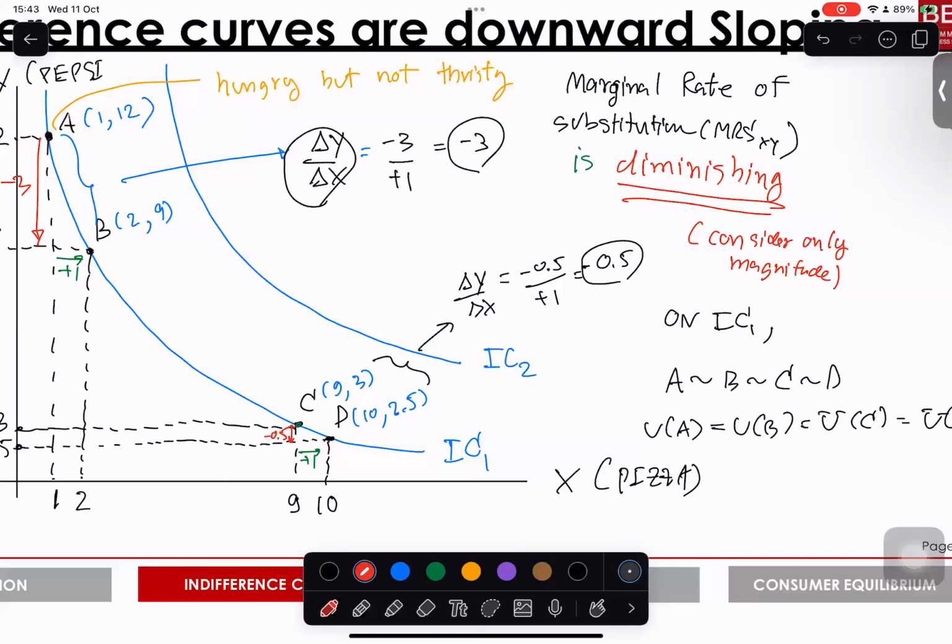We consider only magnitudes, not the sign. Just the trade-off between the two goods. You know for sure it's minus because it's about trade. Reduce one thing to get another thing.